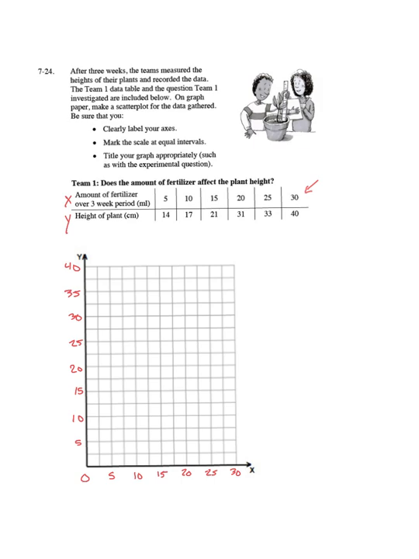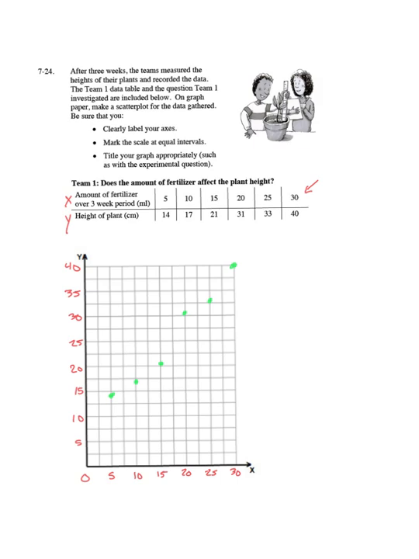So 5 would be 14, so right about there. 10 would be 17, so right about there. 15 is 21. 20 is 31. 25 is 33. And 30 is 40. So now I have my dots plotted, and that's really all we're getting into today.